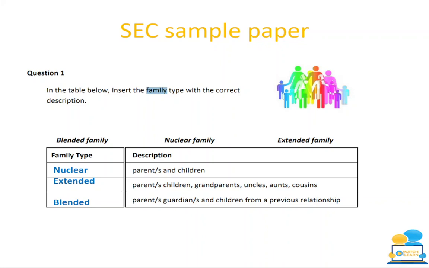My third one is parents, guardians and children from a previous relationship. So I'm thinking of the likes of Kamala Harris, the Vice President of America. And then I'm thinking blended. So I'm going to write blended, making sure that I've written everything in. And if there was one that I didn't know, I don't have to go in order, okay? I can pick whichever one I want and then just narrow it down to what is left. So this is an example of being able to label the family types according to a description.